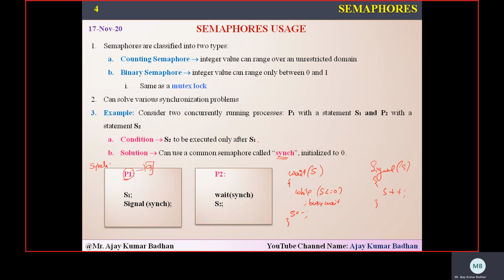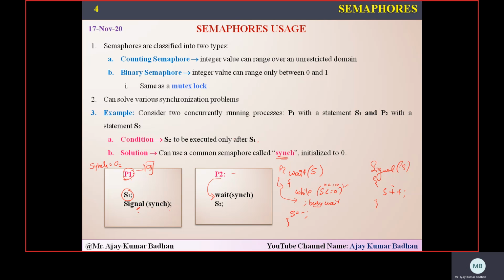So here the sync value is initially 0. Now when P2 started executing, it first calls the wait operation. Here the sync value is 0, so 0 less than or equal to 0, condition true. So this process P2 should enter into a waiting state until P1 gives the signal. And once P1 has executed its statement, it will give a signal.